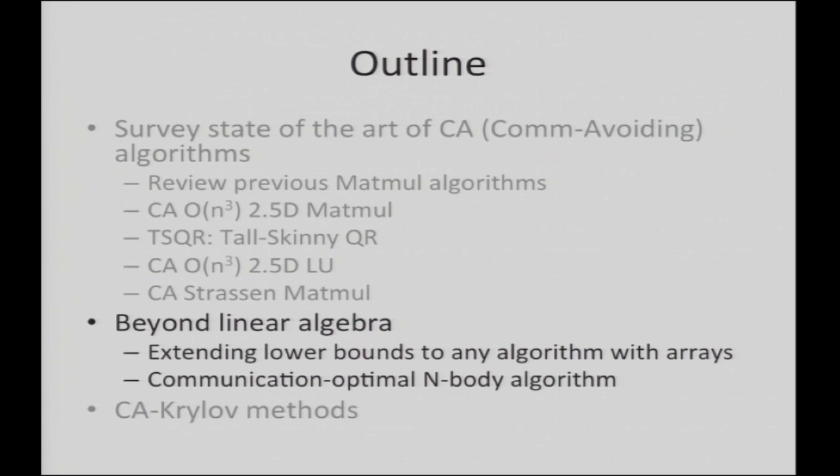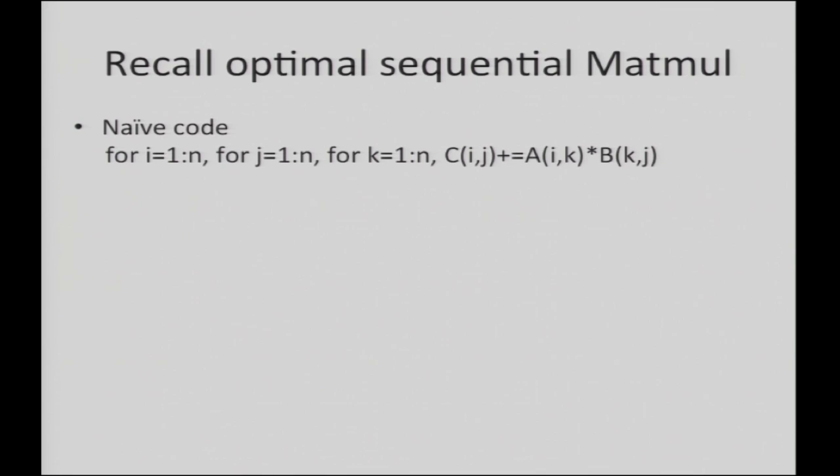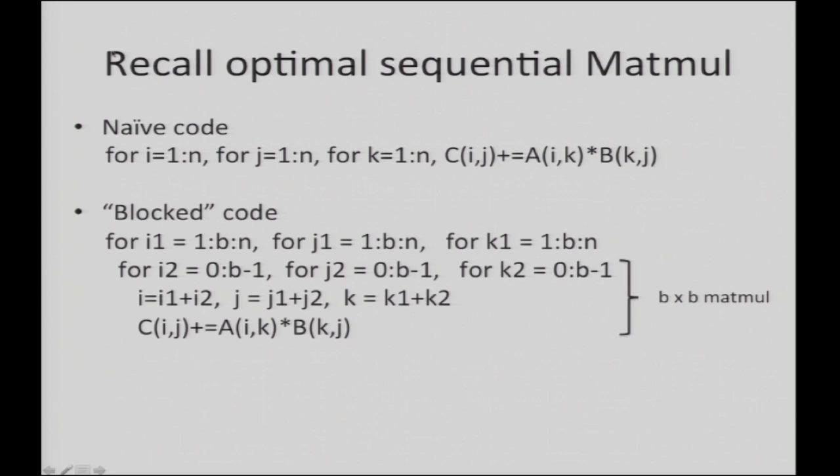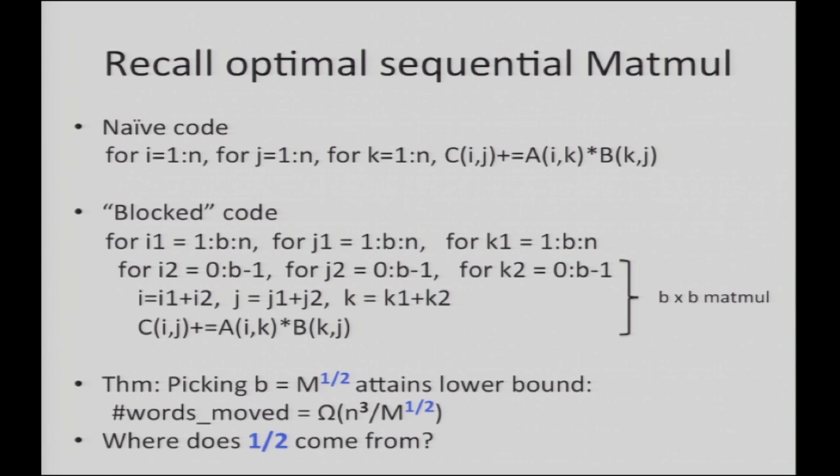So let me go back to sequential matrix multiply. There's a naive code, 3 nested loops. Here is the block code where I iterate over blocks of size b, and the inner loop is a b by b matrix multiply. Okay, we've seen that before. And the theorem says that if I pick the block size to be M to the 1/2 by M to the 1/2, then I attain the lower bound, which is n cubed over M to the 1/2. So the question is, where do all these 1/2s come from? If I wrote down a different code that wasn't matrix multiply, how would I figure out where all these 1/2s come from? What would they change to become?